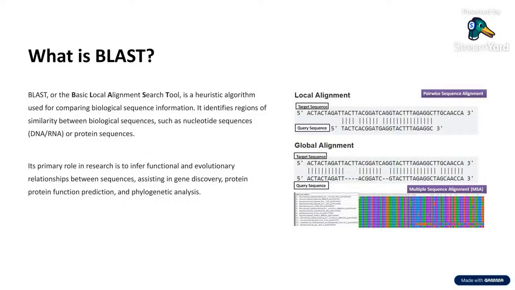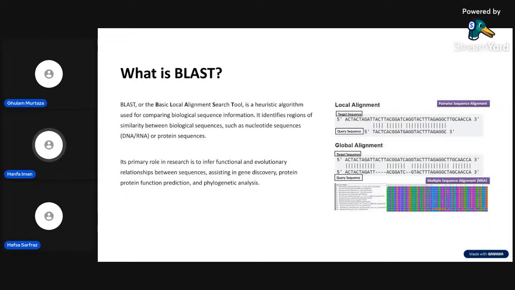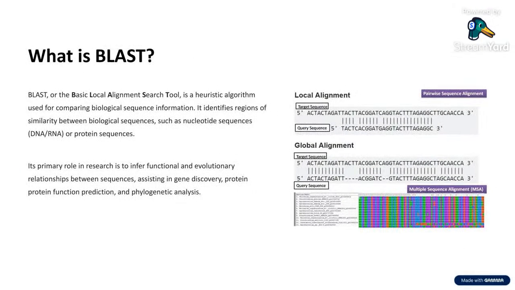What is BLAST? Now, let's define what BLAST is. BLAST is an algorithm designed to identify regions of similarity between biological sequences. It can compare nucleotide sequences such as DNA or RNA, or protein sequences. Unlike global alignment tools that try to align the entire length of the sequences, BLAST looks for local high-scoring alignments. This approach is faster and biologically meaningful, especially when identifying conserved motifs or functional domains.